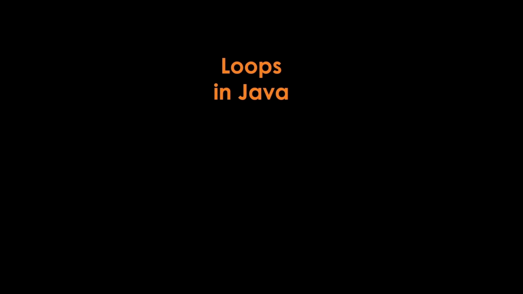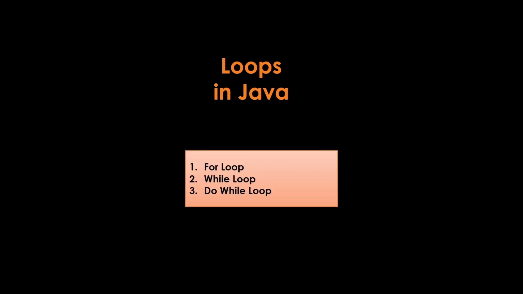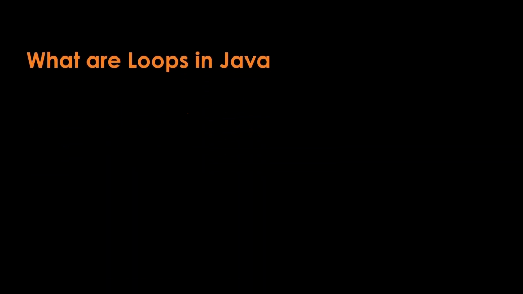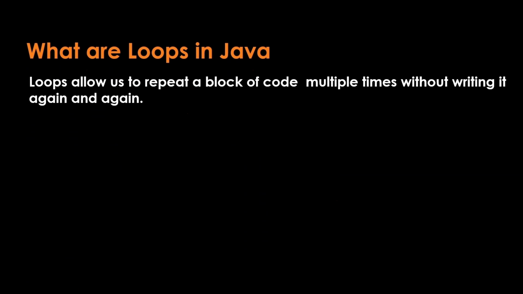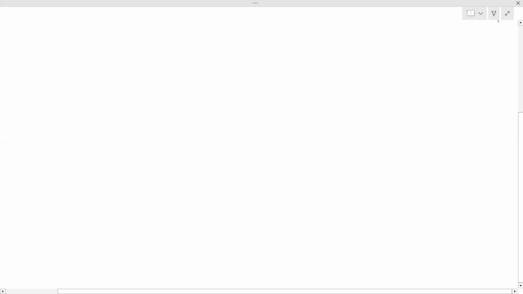In this video, we're going to break down the for loop, while loop, and do while loop with real world examples to help you understand better. So, what are loops? Loops allow us to repeat a block of code multiple times without writing it again and again. For example, imagine you are printing from 1 to 100. Writing 100 System.out.println statements would be exhausting. So here loops help us automate the repetition. Let's talk about the for loop.